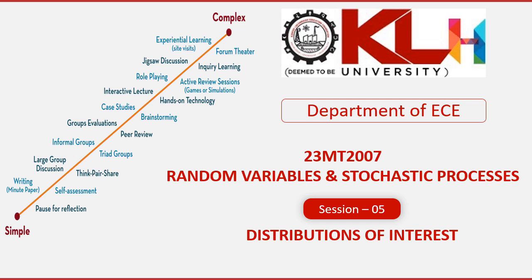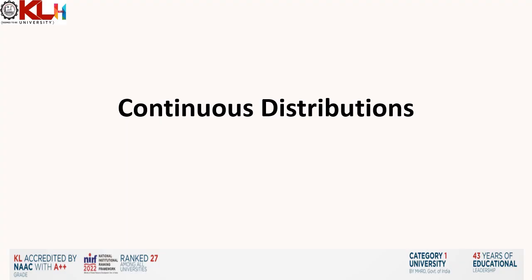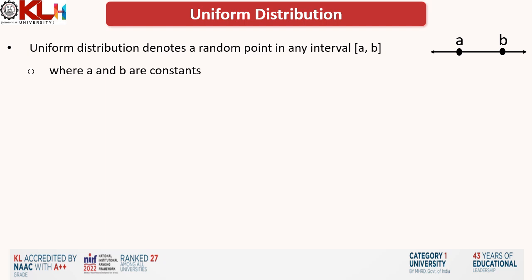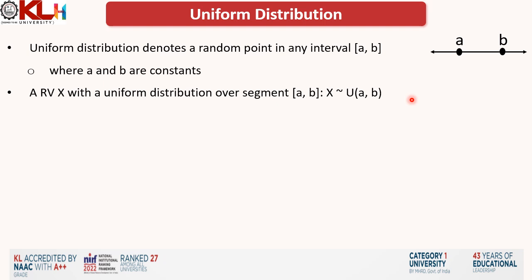Hello, in this video we will look at a couple of distributions where the random variable is a continuous random variable. The first distribution is the uniform distribution, which is one of the simplest distributions, and it is usually defined on an interval a and b on the real line, where a and b are two constants. A random variable x with a uniform distribution is denoted by the symbol U(a, b).